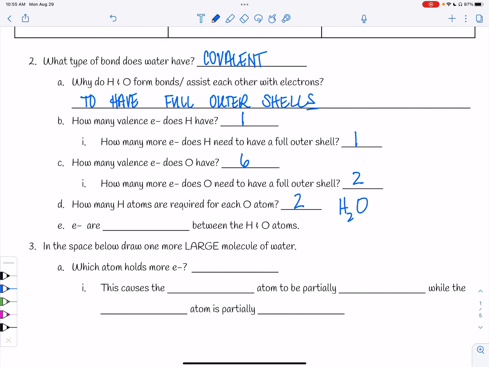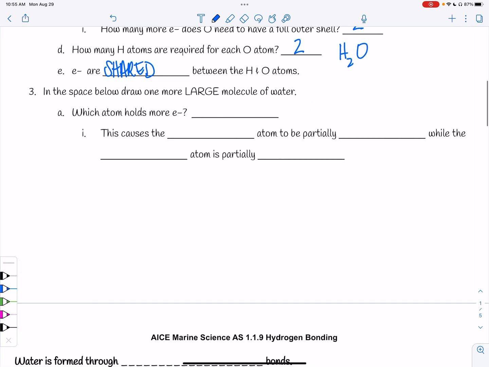Okay, electrons are shared between the hydrogen and oxygen atoms. So in the space below, I said draw 1 more large molecule of water.